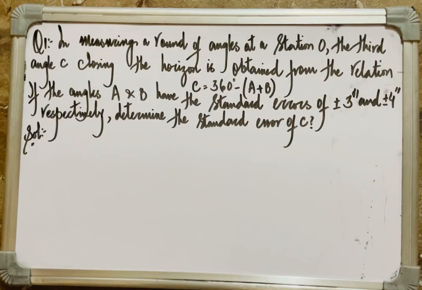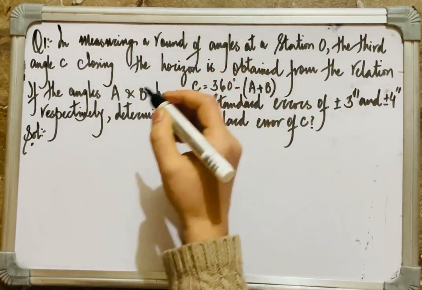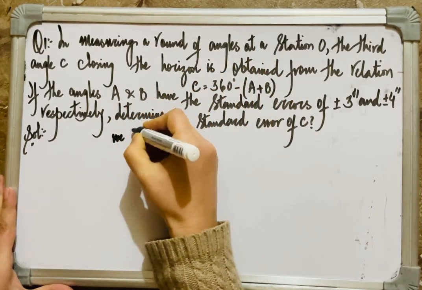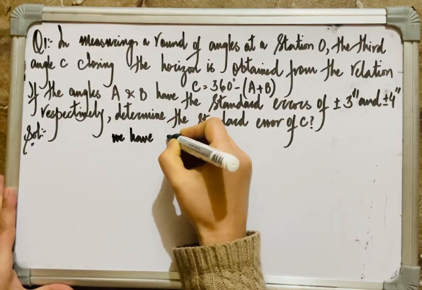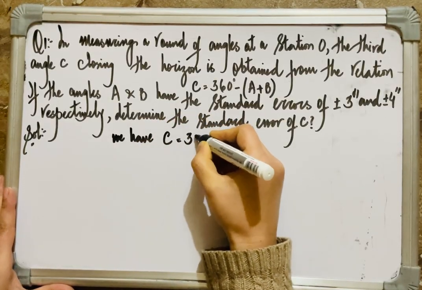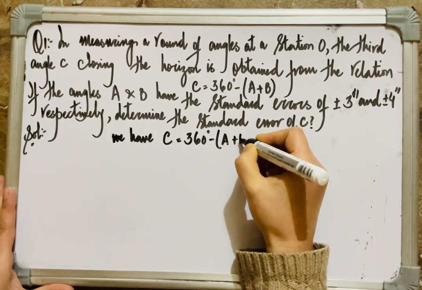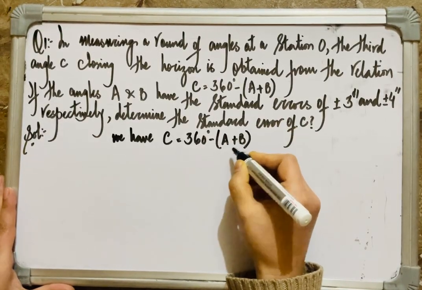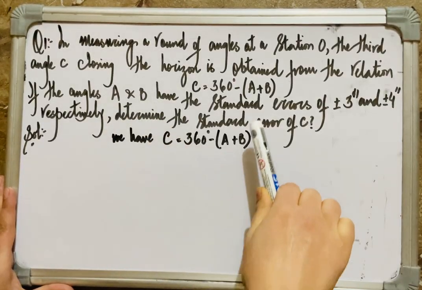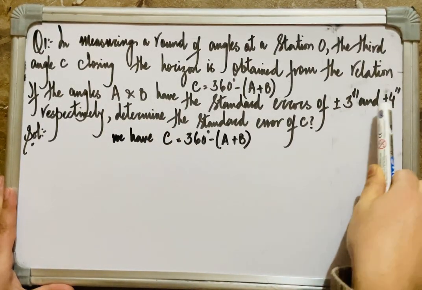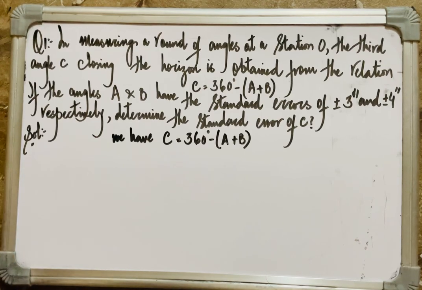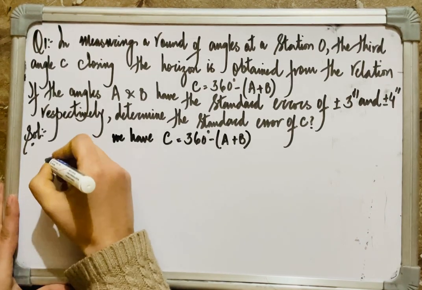All right, so we'll do the same as we have the relation C is equal to 360 degree minus (A plus B). This is given. These are the angles, angle A and angle B, which have the standard errors of plus minus 3 seconds and plus minus 4 seconds. All right. So what am I gonna do?